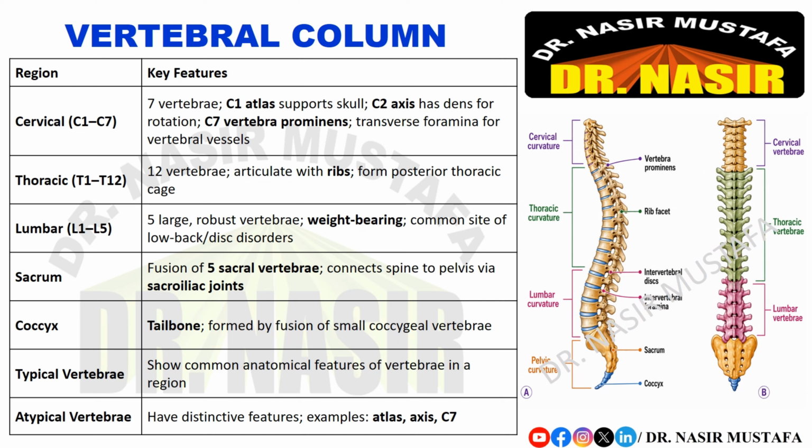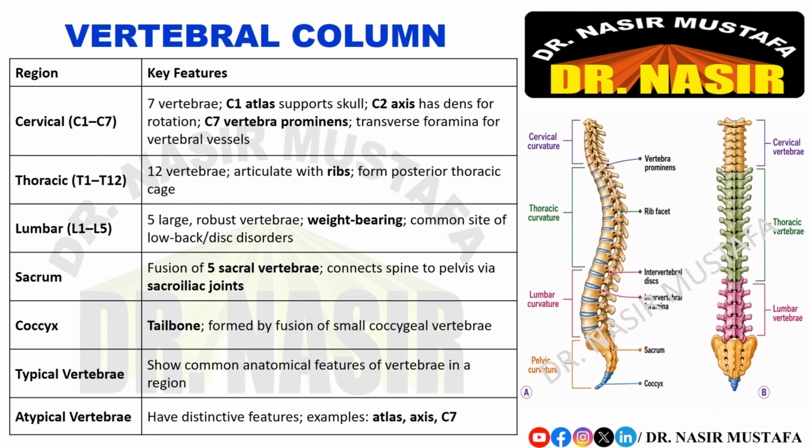Lumbar vertebrae. The lumbar region contains 5 lumbar vertebrae, designated L1 through L5. Lumbar vertebrae are characterized by their large and robust bodies. This is related to their role in supporting a substantial portion of the body's weight. The lumbar vertebrae are therefore particularly important in clinical conditions involving the lower back and intervertebral discs.